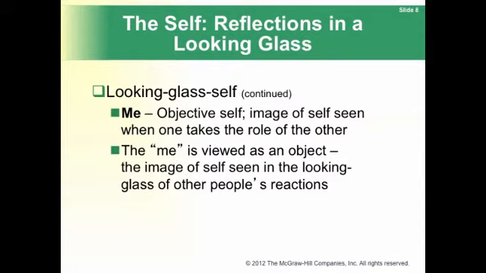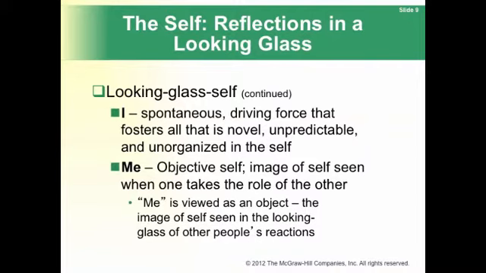So when you think about how other people see you, that's the me, right? Your ideas of how other people see you, okay? The me is viewed as an object, the image seen in the looking glass. So again, if you're looking at a mirror, a looking glass, that thing you see in the mirror, that is the objective self. That's the me, okay?